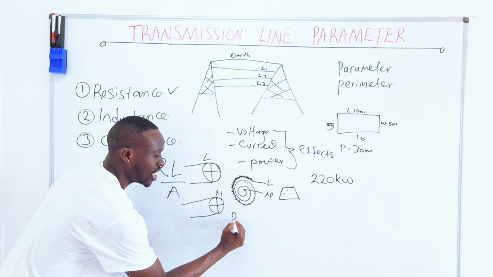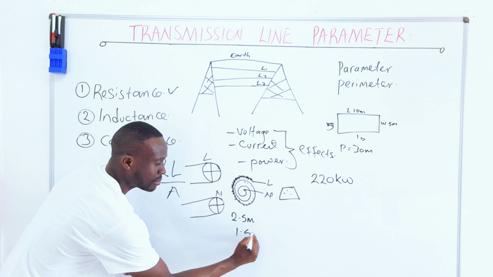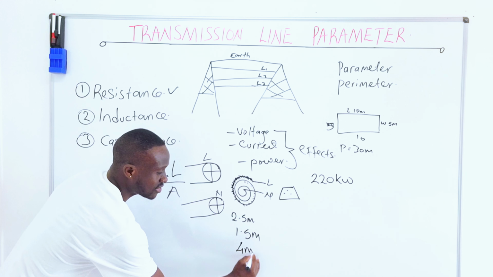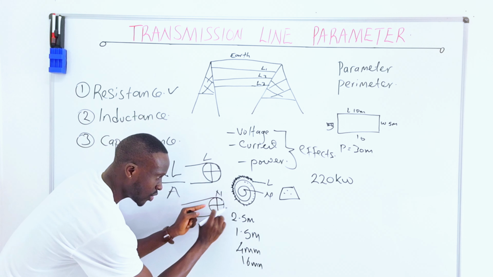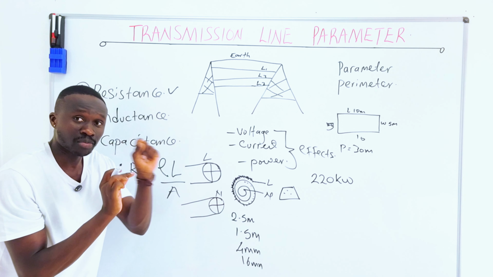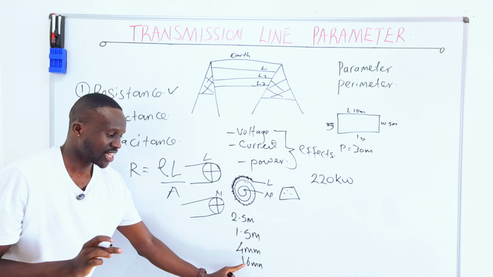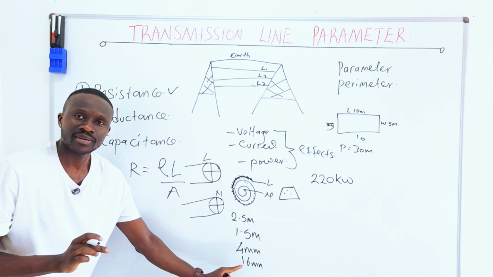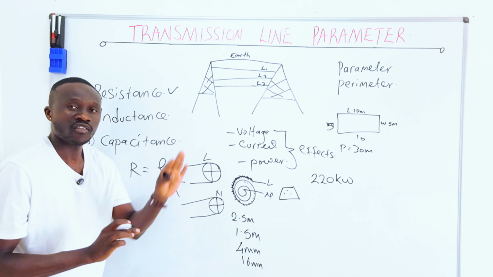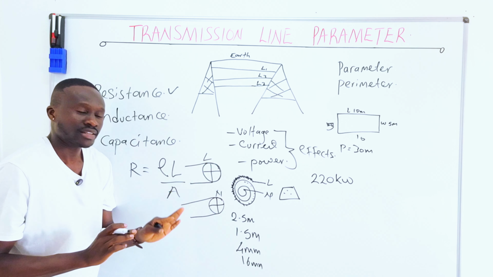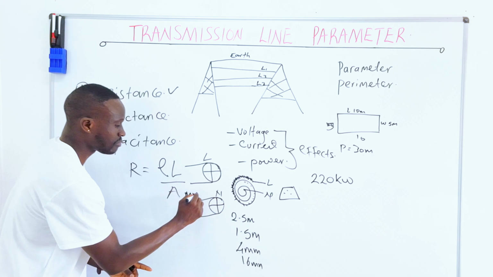That this is a 2.5 millimeter, 1.5 millimeter, 4 millimeters, 16 millimeters. Because of the cross-sectional area, if the cross-sectional area is small, it depends. Now, its measurement comes. This is where we get these terms: 2.5, 1.5, 16 millimeter, 3 millimeter, 4 millimeter, 10 millimeter, because the cross-sectional area is measured in millimeters.